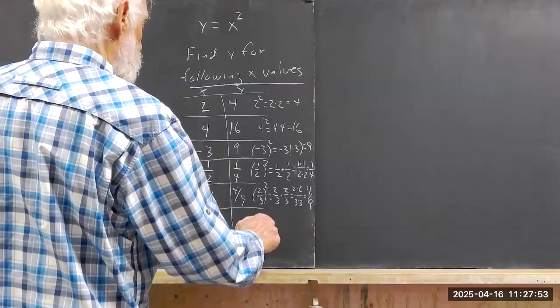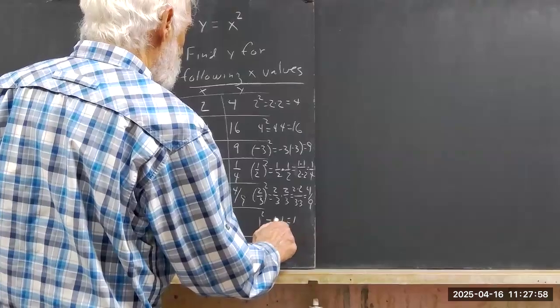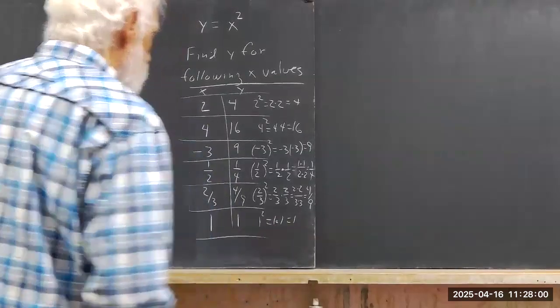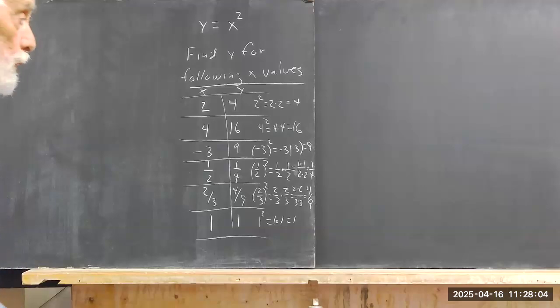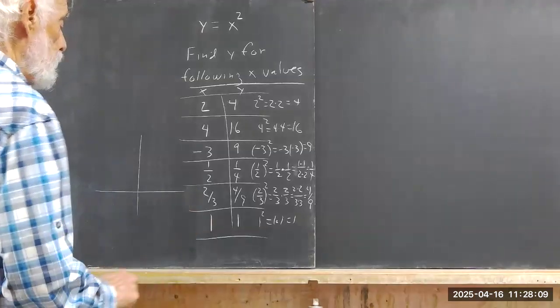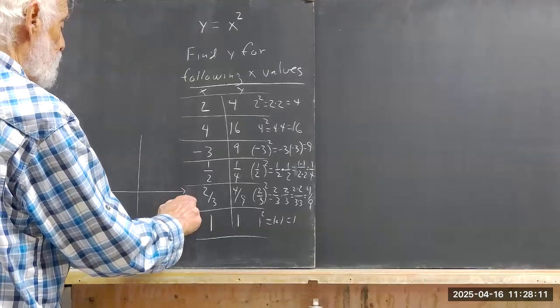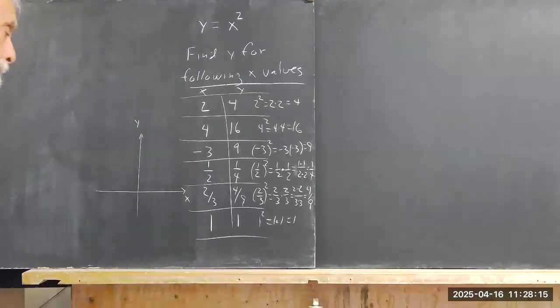And then 1 squared equals 1 times 1, which is 1. And we have this, okay? Now we could graph these numbers. We'll put X here. I'm going to put Y here.